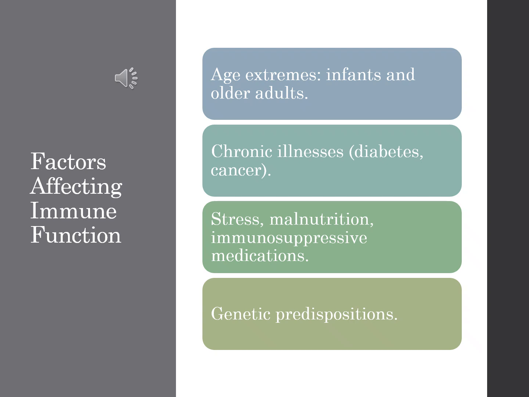Then we have environment and lifestyle, so things like smoking, alcohol, or repeated exposure to pathogens like pollutants or carcinogens can decrease our immune system as well. Then we have genetics. Sometimes our family history or our genetic component can increase or decrease our immune system. Those would be things like autoimmune disorders or immune deficiency disorders.